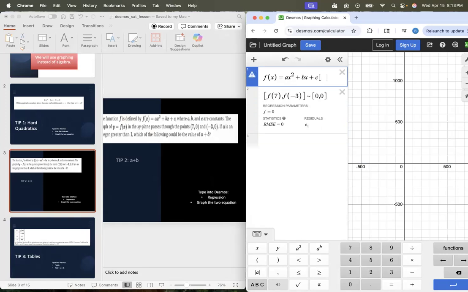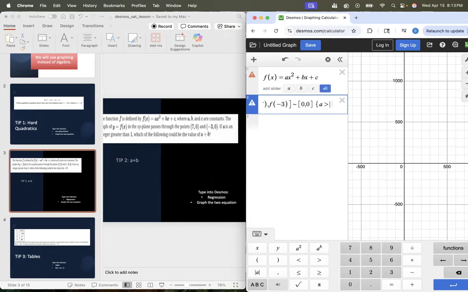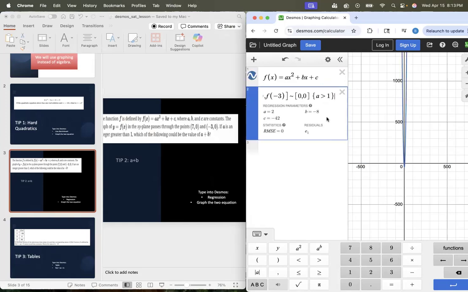I'm going to tell the system a is greater than 1. Therefore, a is 2, b is minus 8, and c is minus 42. If you add a plus b, the answer choice is minus 6. You see how you can solve the question easily using Desmos.